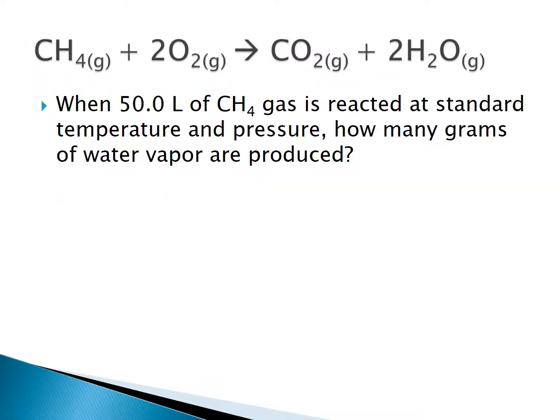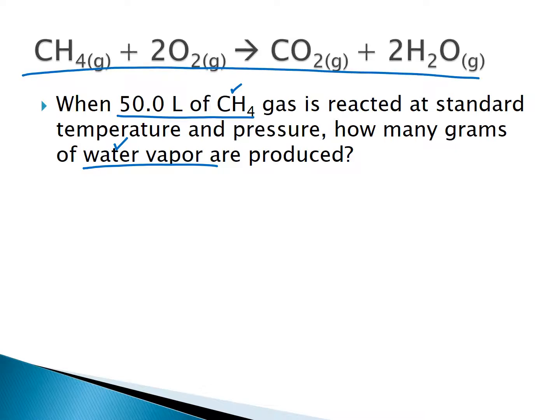Okay. Final example with stoichiometry. It says you got 50 liters of CH4. We're going to react it at standard temperature and pressure. How many grams of water will be produced? So if you're ever given an amount of one substance and asked to find an amount of another substance, you know we're going to need to use the balanced chemical equation and stoichiometry to find our answer. So in any stoichiometry problem, the first step is to convert what you are given into moles, because we can use the balanced equation to relate the number of moles.